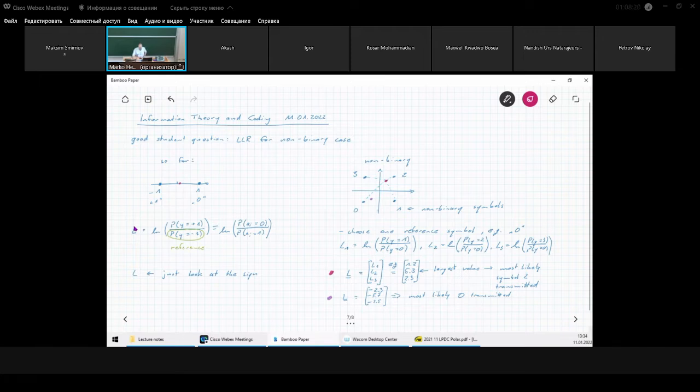Whereas if you observe a value close to +1, the likelihood probability for the 1 is very large, so you would get a very large log likelihood ratio. The sign would tell you again, probably a +1 was transmitted, but the large value of the log likelihood ratio will tell you it's very safe to conclude this.